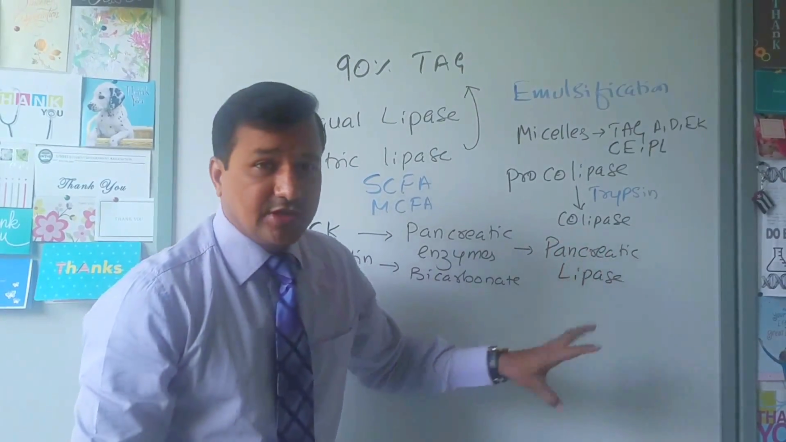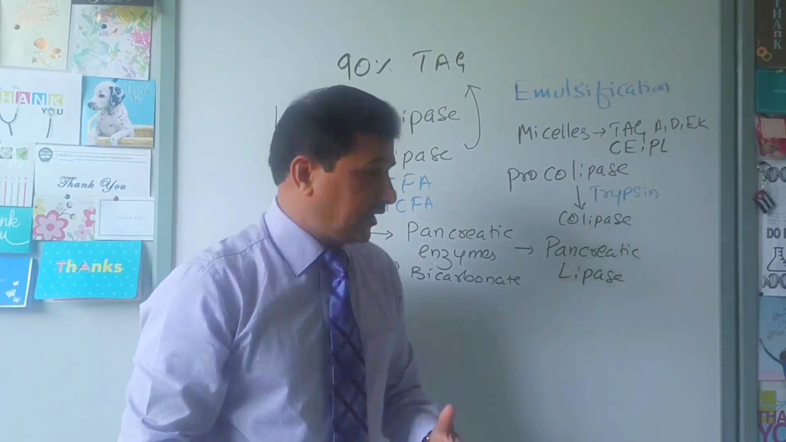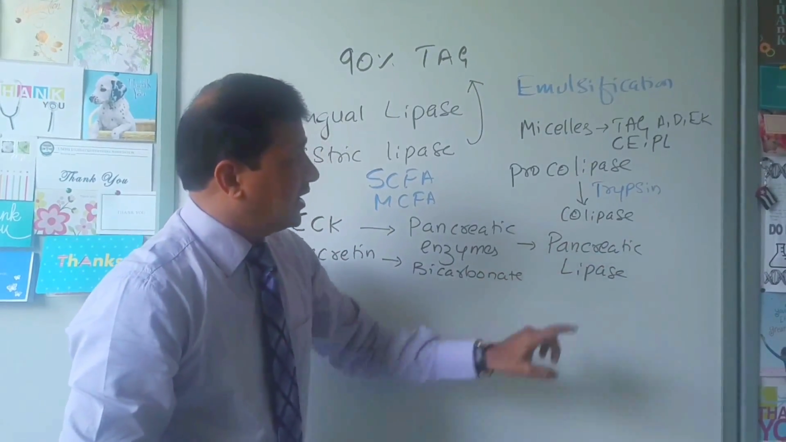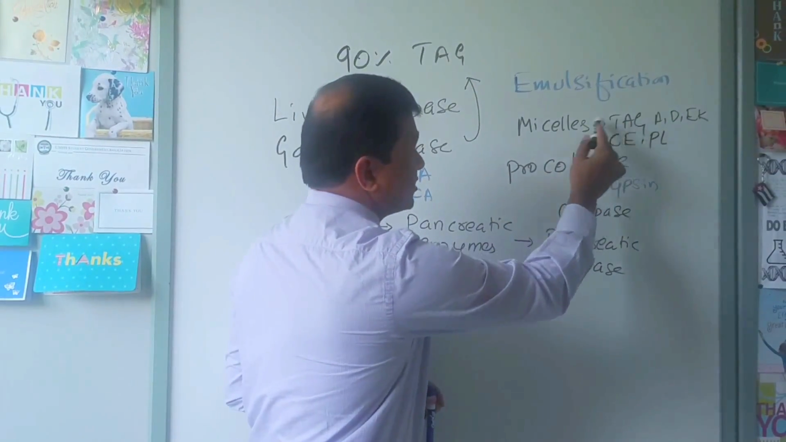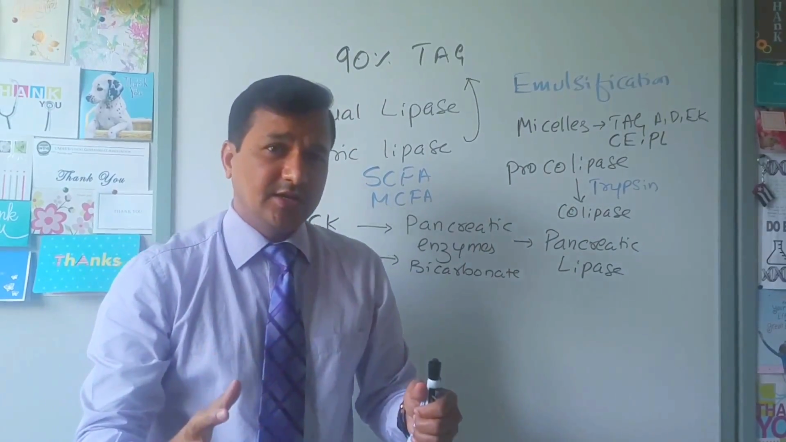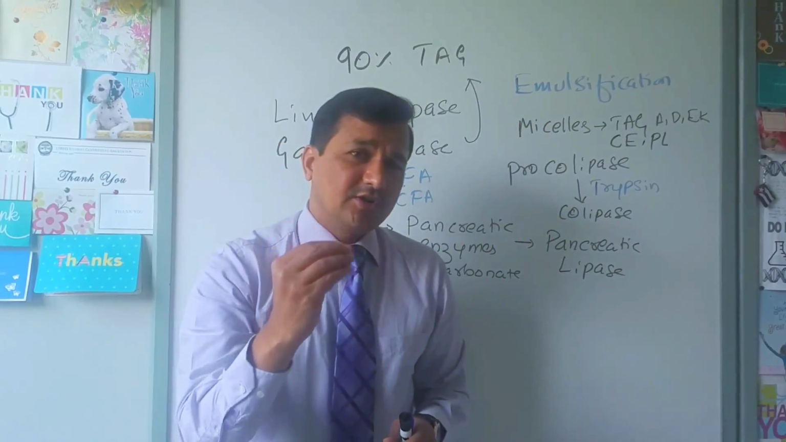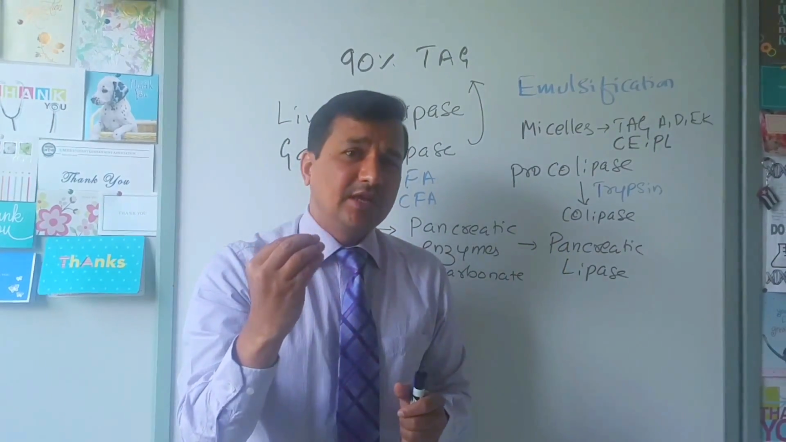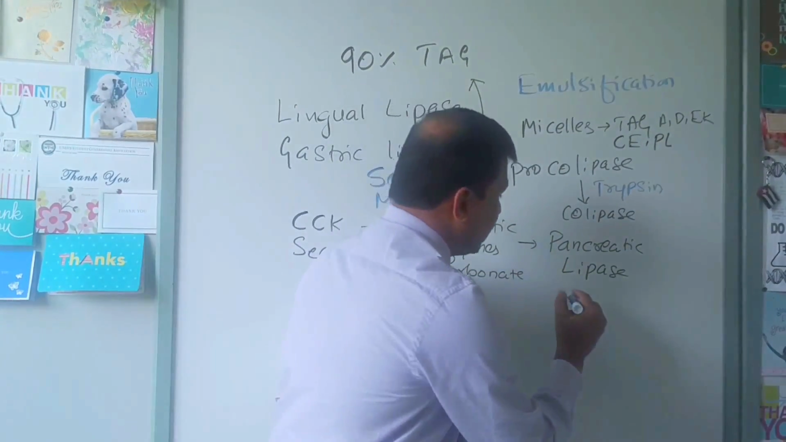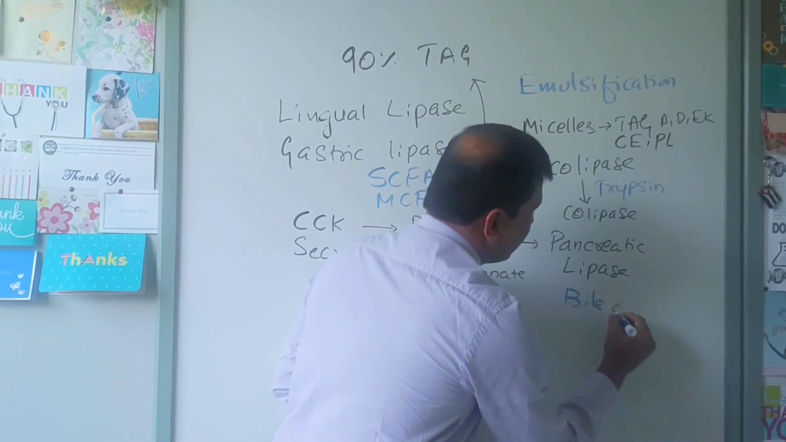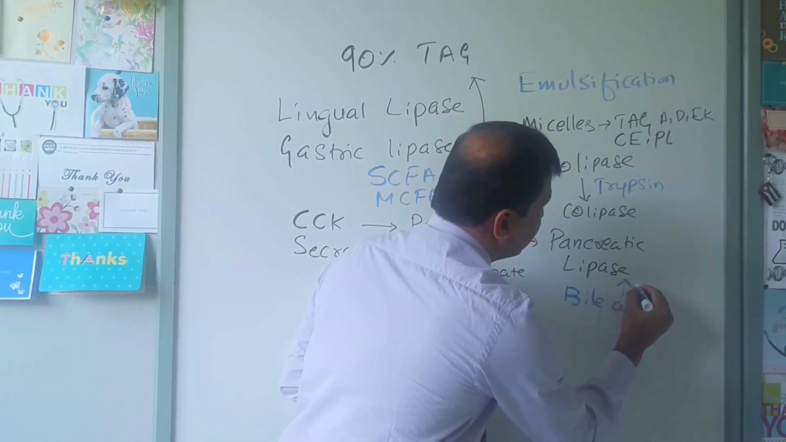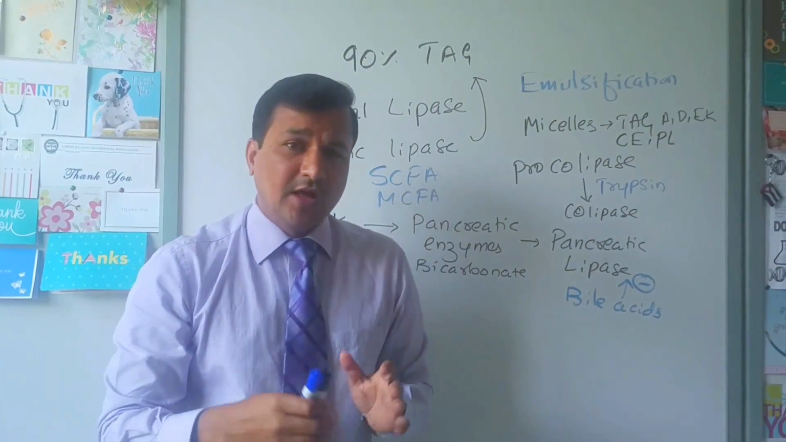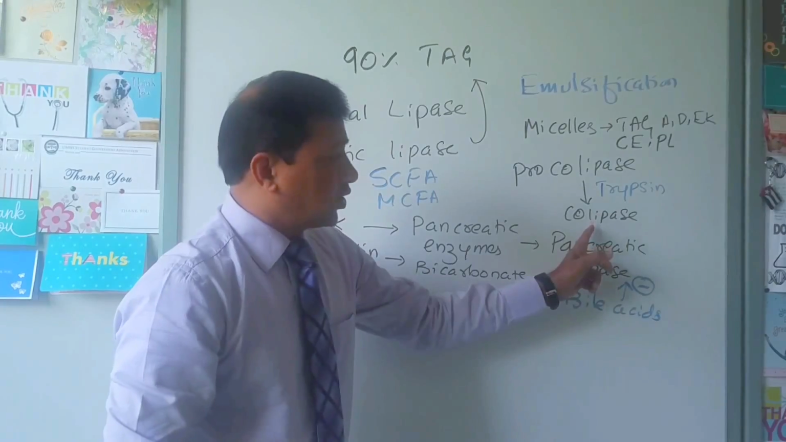So the very first digestive enzyme I'm going to talk about is pancreatic lipase. This pancreatic lipase, with the help of colipase, is going to act on triacylglycerol present in micelles. Now there is a hindrance here. The bile acid and bile salt which is present over the surface of the micelle will have an inhibitory effect on pancreatic lipase, and that inhibitory effect needs to be taken off. And who is going to do that? It is done by the colipase enzyme.